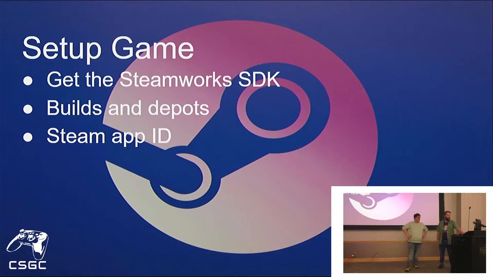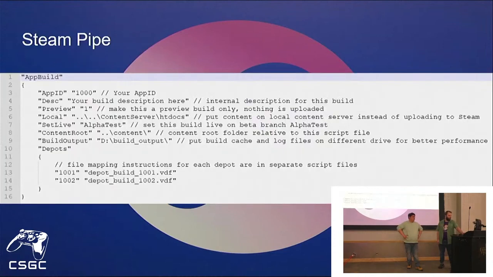Every Steam game has its own unique app ID to identify it, and this is especially useful for the scripts that we're going to go over in a second that will tell Steam, hey, I'm trying to upload this unique game that has this unique ID. This is a script that the Steamworks SDK uses to upload your game. A lot of this you're not going to need to change, but I would draw your attention to line 3 in this script, where it says app ID and has the number 1000 after it. You're going to replace that with the ID of your game.